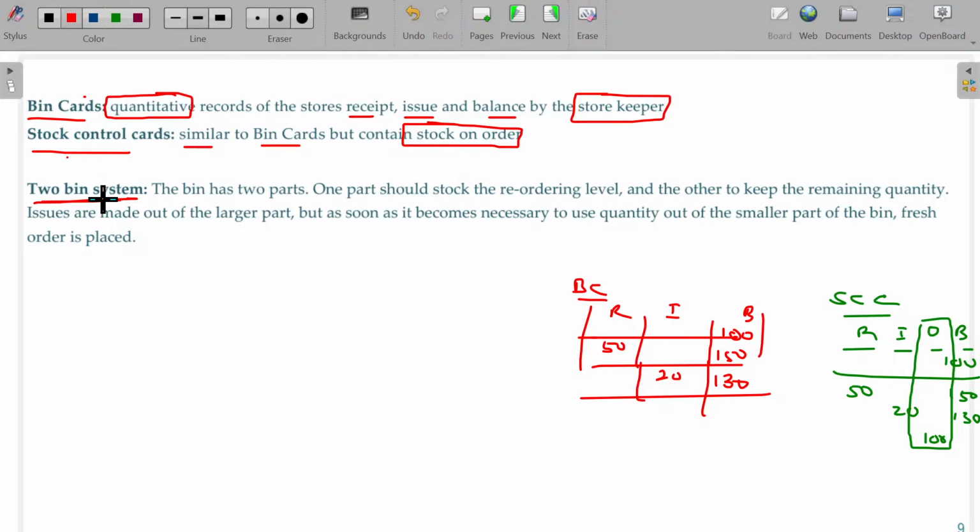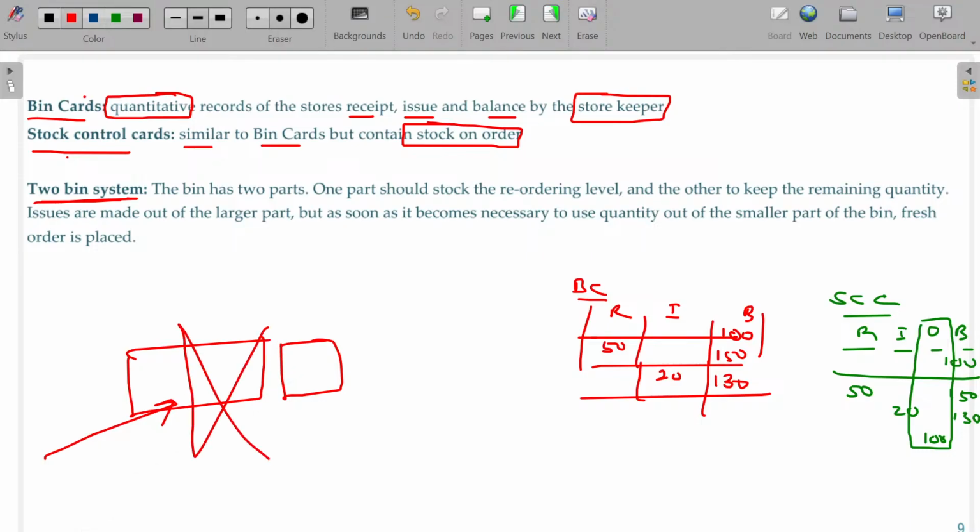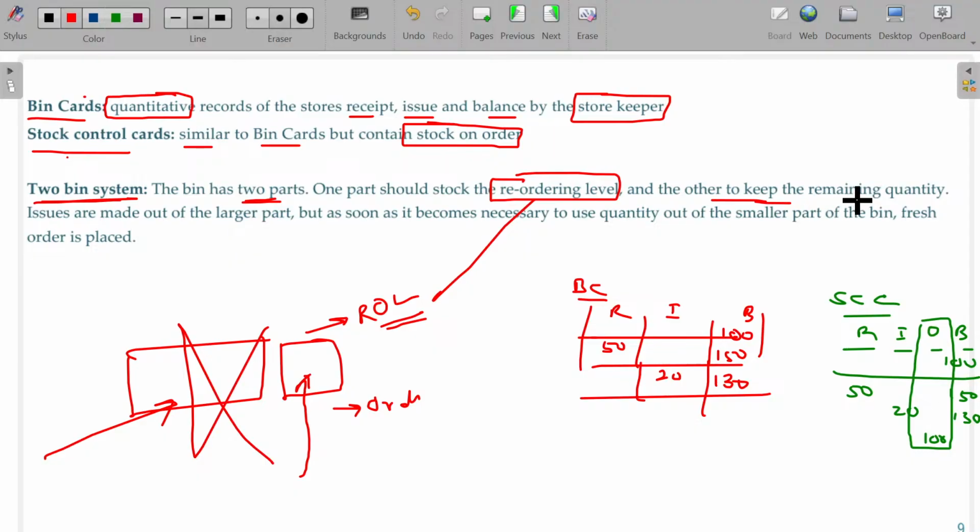Similarly, you have two bins, maybe the same size or a smaller size and a bigger size. You start consuming the stocks from this one. The moment this one is over, before you start consuming from here, you place the order. So the stock available here will be equal to the reorder level. Hope you are now able to understand two bin system. The bin has two parts. One part should hold the reordering level quantity, and the other keeps the remaining quantity.